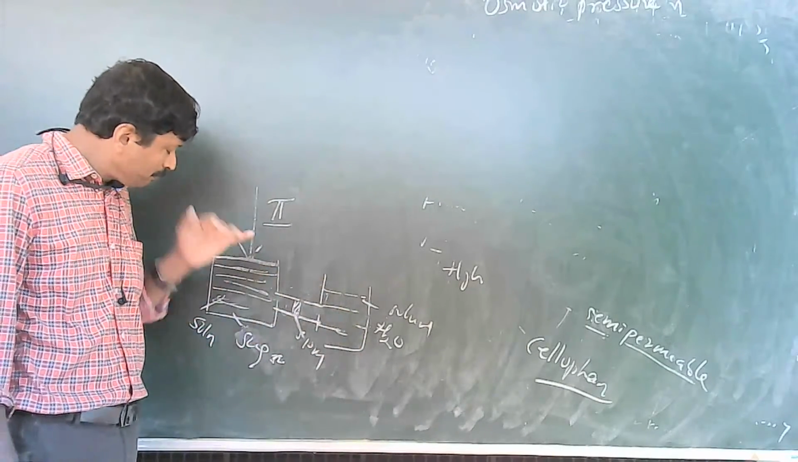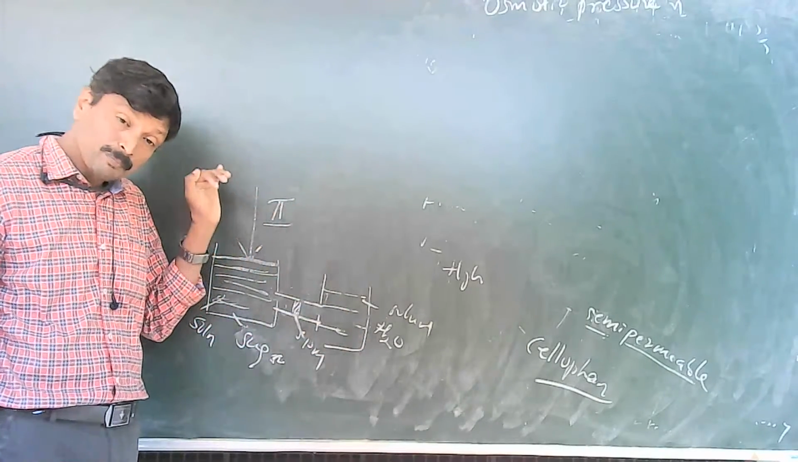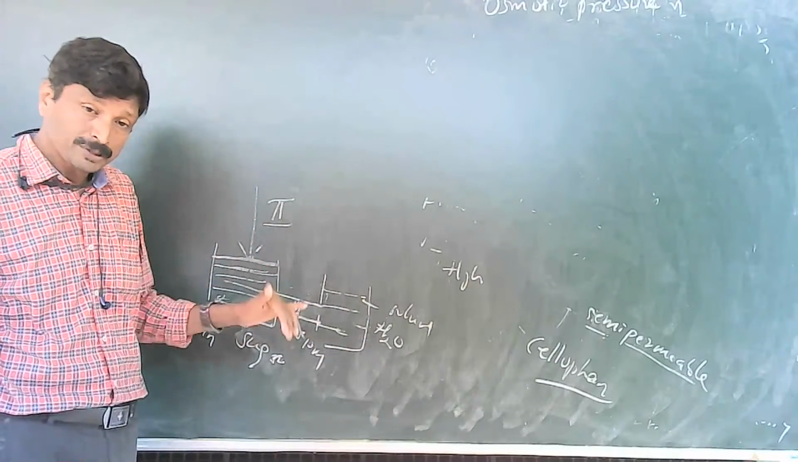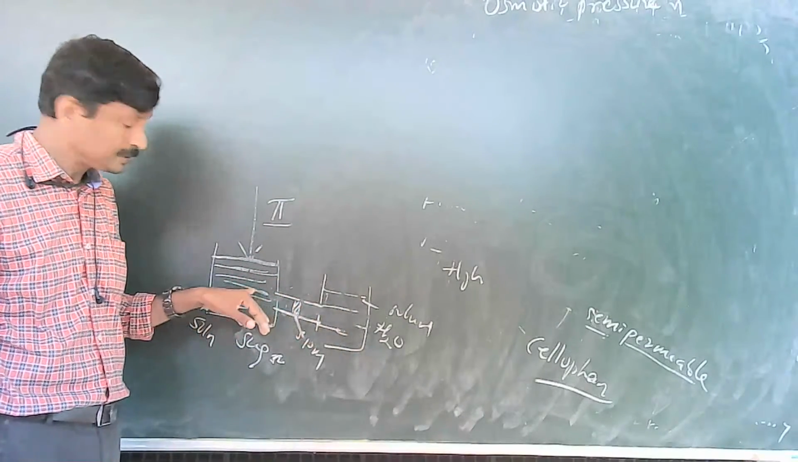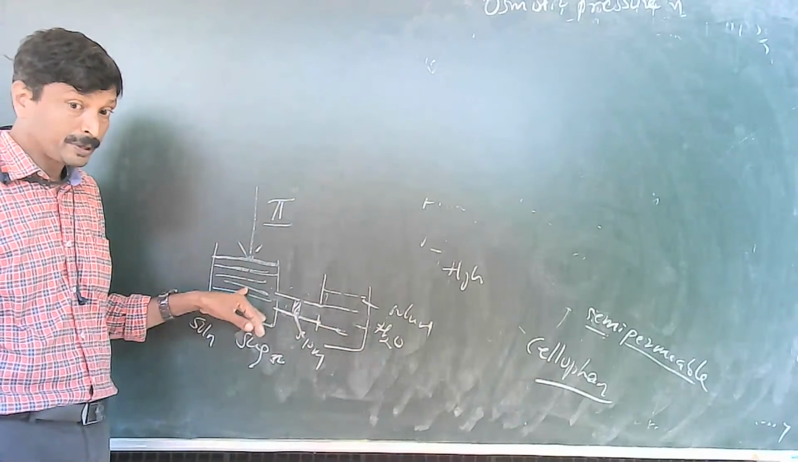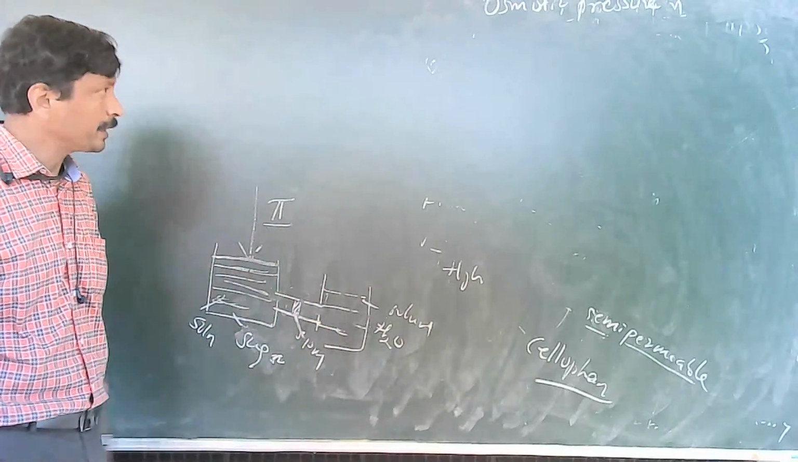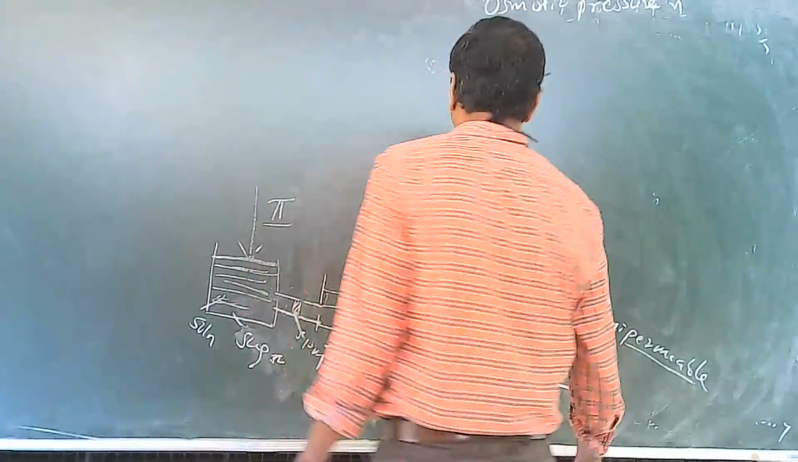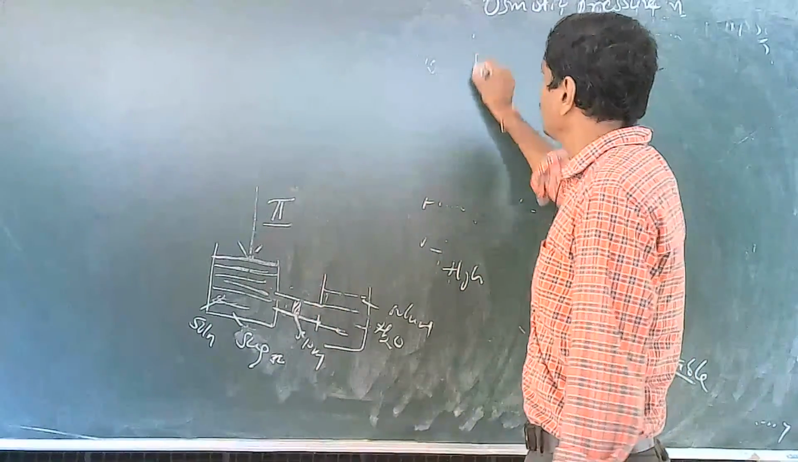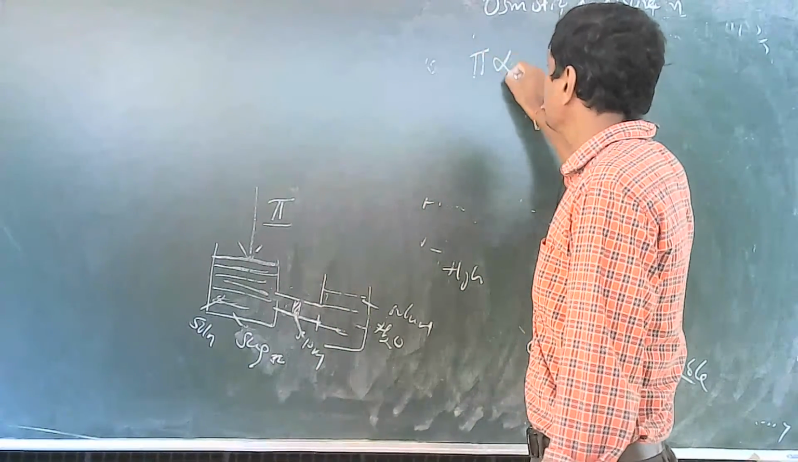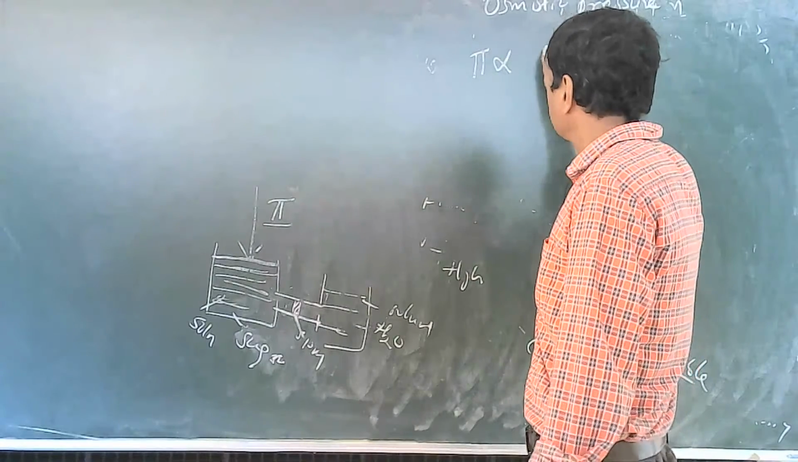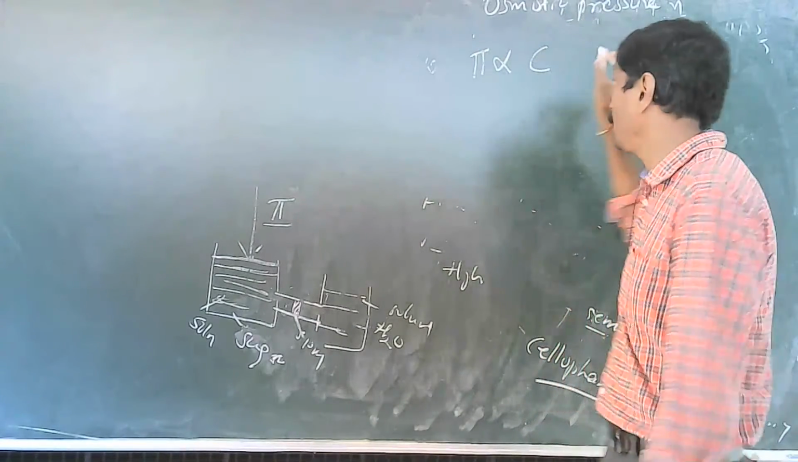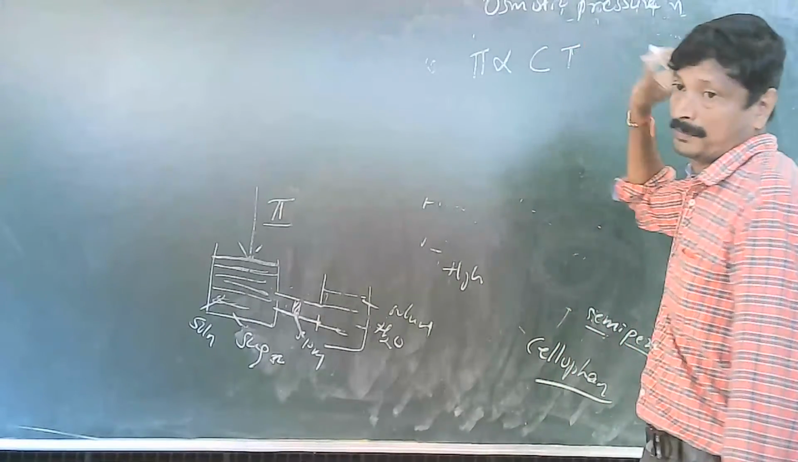In biology, they define it in terms of solvent. We are defining osmosis in terms of solute. This is a lower concentration. This is a higher concentration, where we are talking about the solute concentration. Okay. Here, the experiment shows that pi is proportional to the concentration and also the temperature.